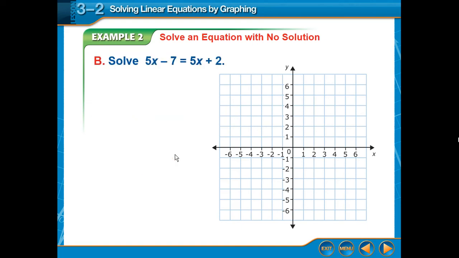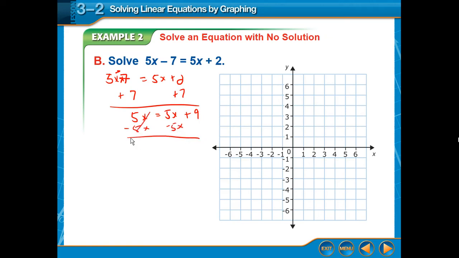So graphically, if we were going to solve a similar problem, I want to get everything onto one side. So if I were to do that, I have 5x minus 7 equals 5x plus 2. So if this is minus 7, I'm going to add 7 to both sides. I get 5x equals 5x plus 9. And I want to get my 5x's on the same side too. So I'm going to get rid of that by doing that. And I get 0 equals 9.